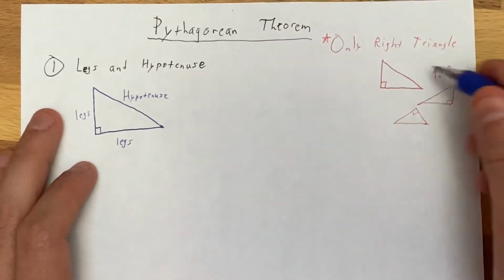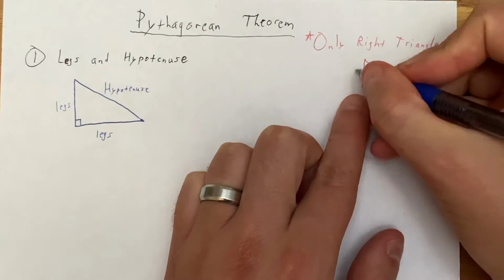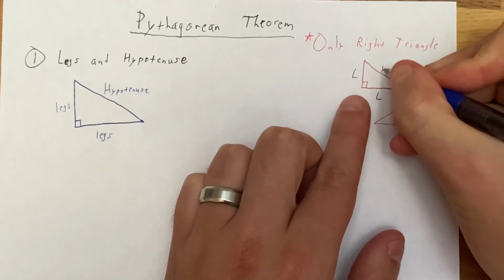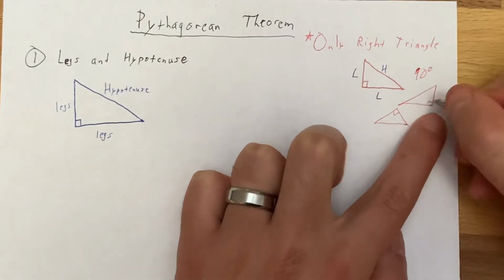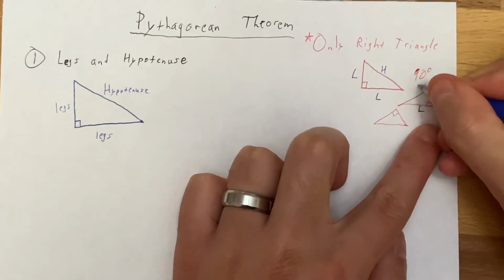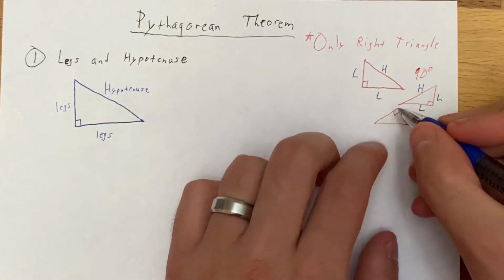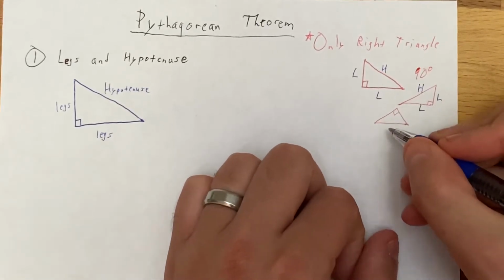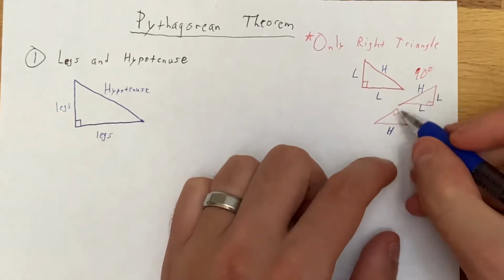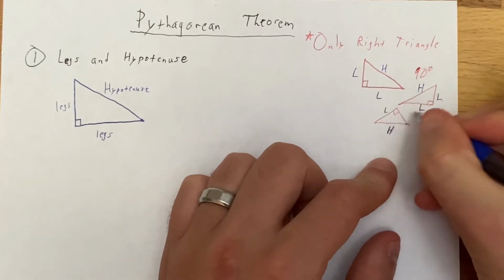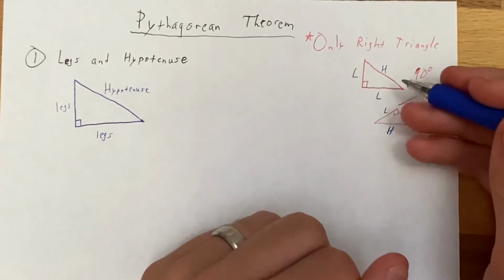And like I said, it can sometimes be oriented a different way. Like this one we did, this would be a leg, this would be a leg, and this would be the hypotenuse. Over here, since this is the right angle, this would be a leg, this would be a leg, and that's the hypotenuse. And once again here, this is the right angle, so right across from the right angle has got to be the hypotenuse, which means the other two sides are legs. And that's very important to know.